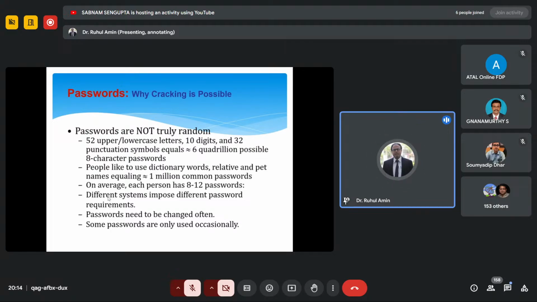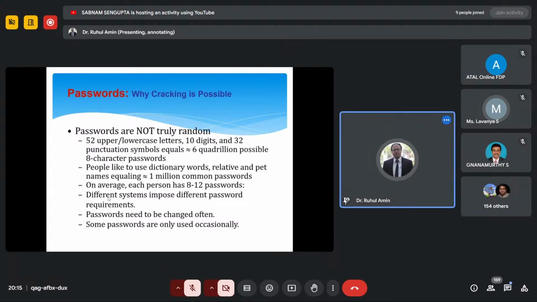On average each person has 8 to 12 passwords. You also use passwords for different accounts, and different systems impose different password requirements. That is very important nowadays. For example, one system says you can use 8 characters, another 10, another 12 characters. Even some systems will tell you a simple password can be used. Another thing is that passwords need to be changed often. That is very important.